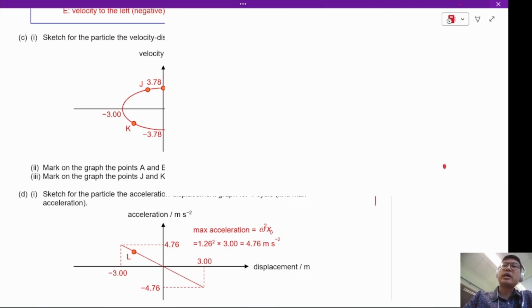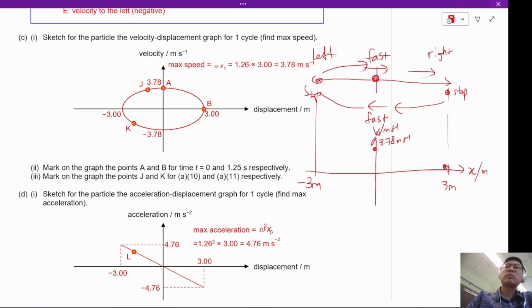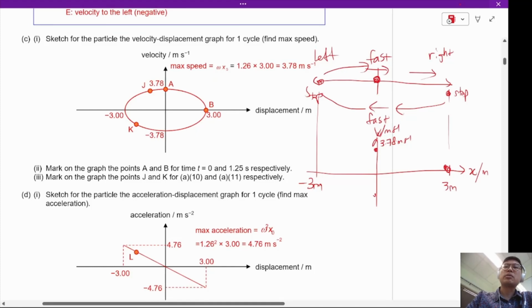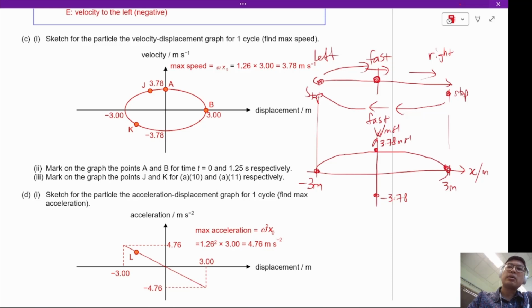Then when it reaches the end, it's going to be very slow. Okay, so it stops. Then when it comes back on the other side, it's going to be very fast again, minus 3.78 meters per second. Then when it reaches the end, it will be slow again. So this is how it moves. It goes fast to the middle point, then it slows down, hits the end, then it goes fast, but in the opposite direction to the middle point, and then it goes slow again.